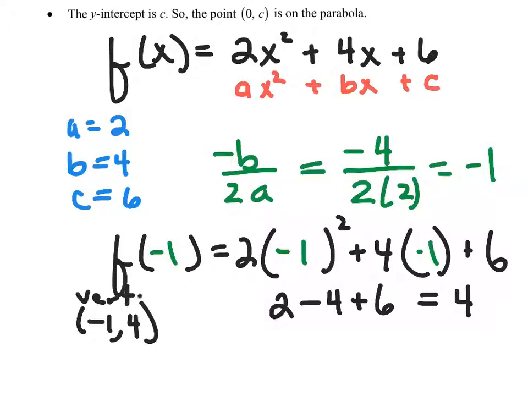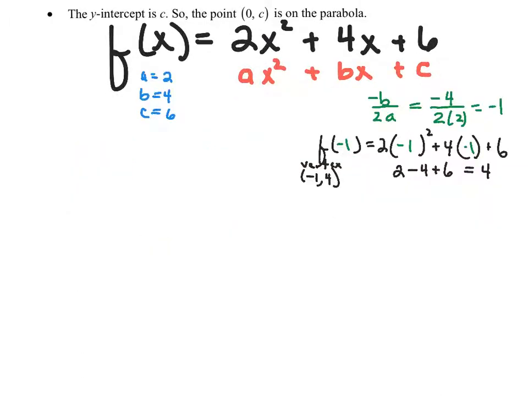All right, so I'm going to clear this board a little bit so that we can get ready to identify some of the other stuff. Because our A is positive, our A is a positive 2 as we've written over here, we know that our parabola is going to open up.